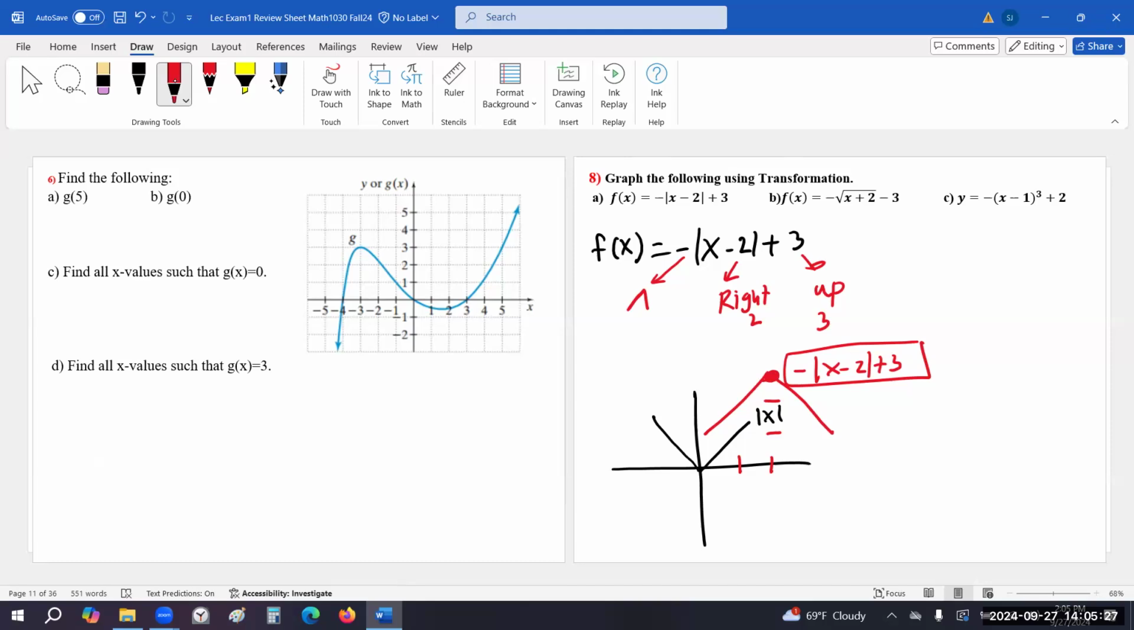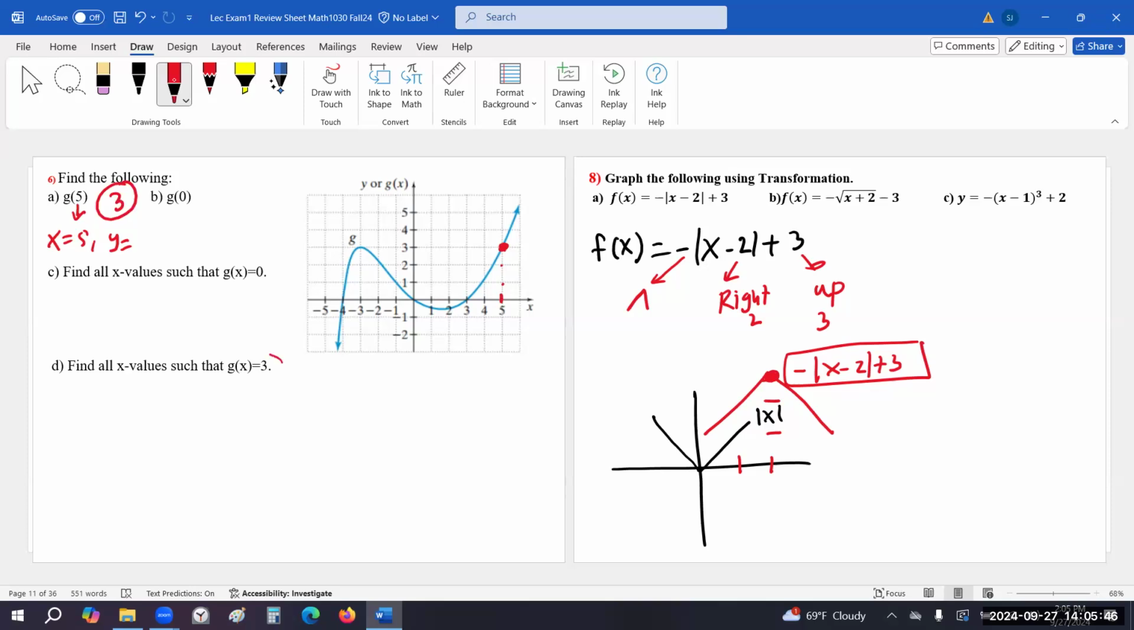We have this function and they want us to find g of 5. What is this 5, the x value or the y value? They gave us x is 5. We want to give them what is y. When x is 5, what's the y value we have? 3. So the answer is simply 3.